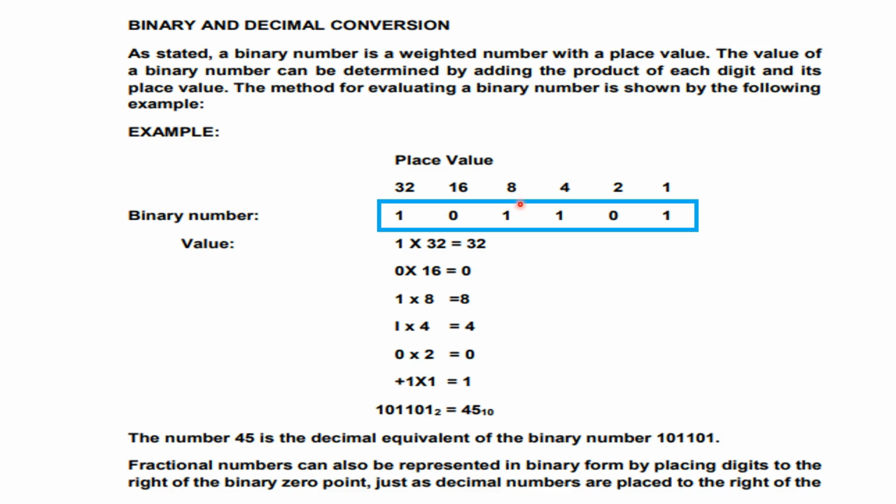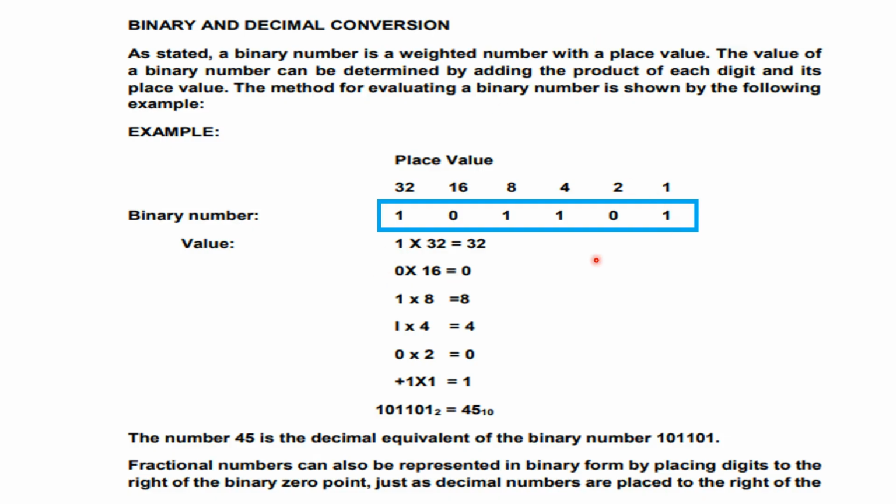So 2 raised to the third power is 8, and 2 raised to the fourth power is 16. 2 raised to the sixth power is 32. Then, the next thing that we will be doing now is to multiply the binary number to its place value.